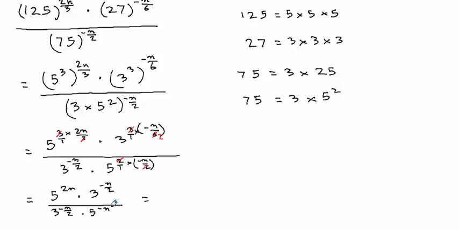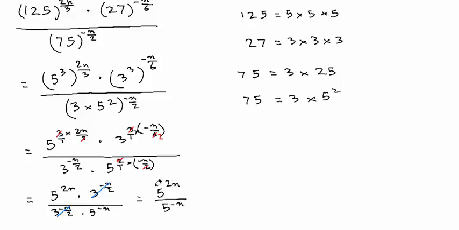which is equal to, feel free to cross off the 3 raised to the negative n over 2 from the numerator and the denominator, so that we have 5 raised to the 2n over 5 raised to the negative n.